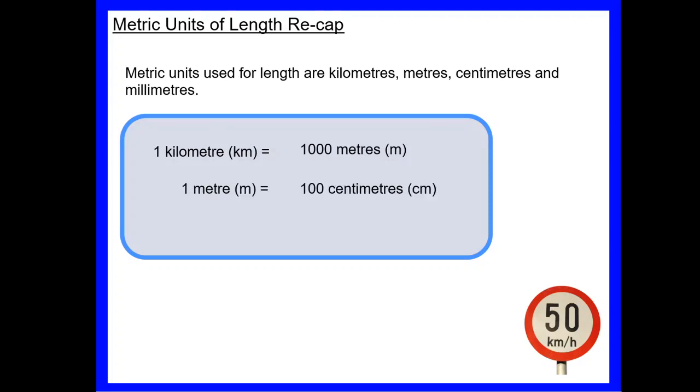1 metre is 100 centimetres. So again, the word cent meaning 100. So that tells us that there are 100 centimetres to a metre. And 1 centimetre is 10 millimetres. Okay, so milli meaning thousandths. So there are 10 millimetres to 1 centimetre. Make sure you are happy with those conversions. We're going to use those a lot today.